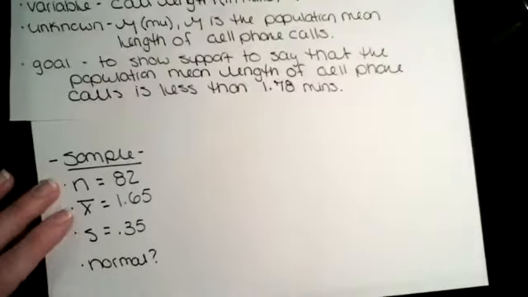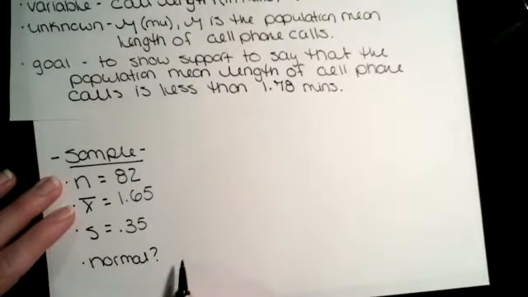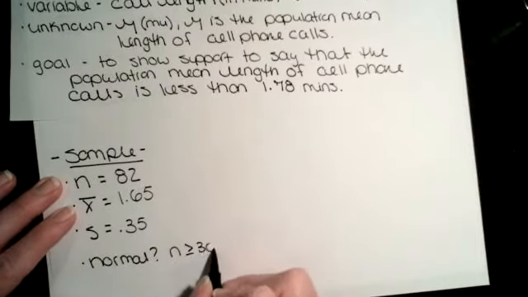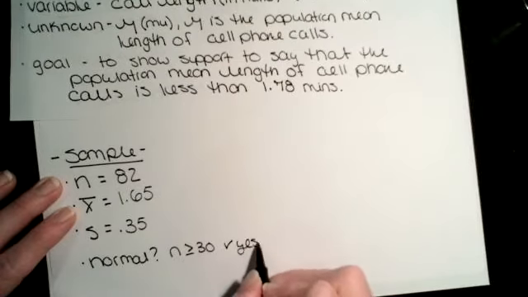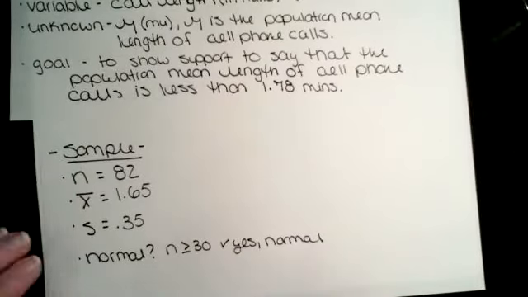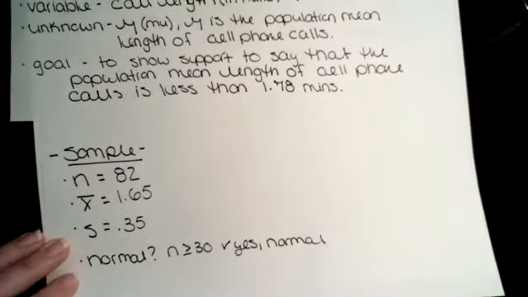Now I want to check for normality. This is where I'm always going to check N is greater than or equal to 30 first, and it is, it's 82. So I'm just going to say N is greater than or equal to 30. Yes, this is normal. And that's all I have to put for that. So that's the simple step, right?